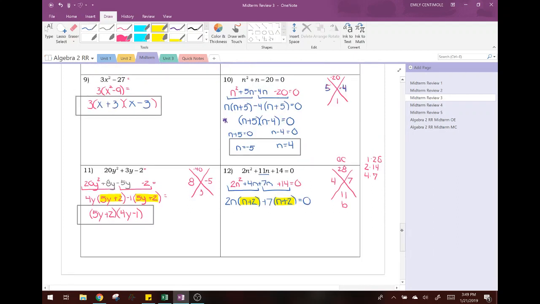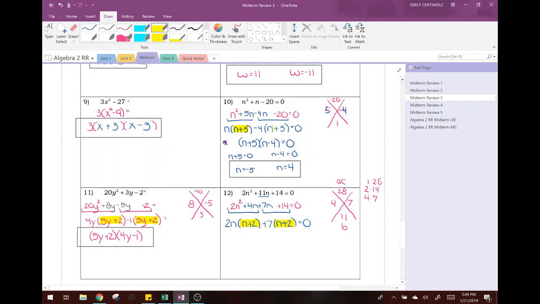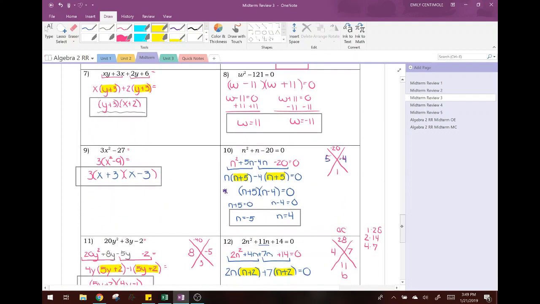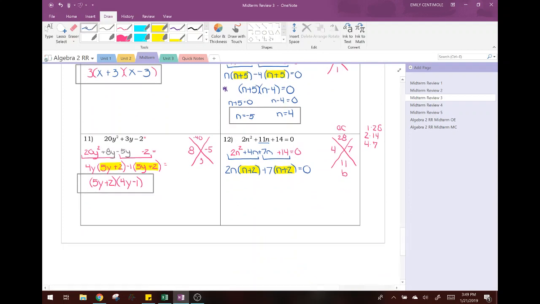I actually think I forgot to highlight in the last example. So n plus 5 and n plus 5, just so we can see it. I like that kind of visual there. You guys know that I'm big on that. So n plus 2 coming out to the front, and then 2n plus 7 left behind equals 0. So now I'm going to set n plus 2 equal to 0, and 2n plus 7 equal to 0.